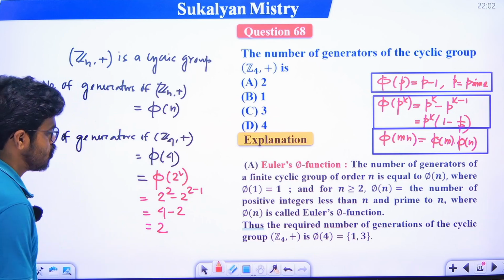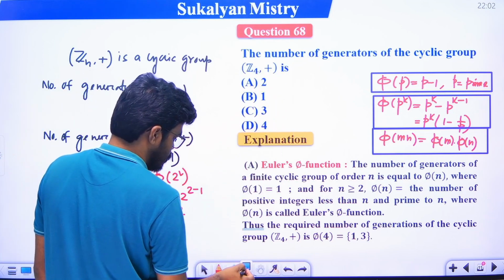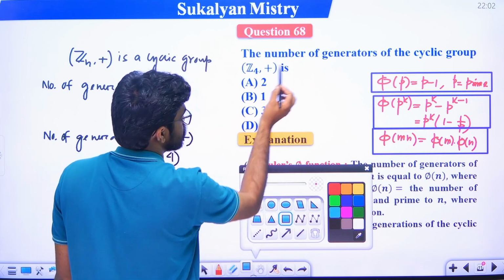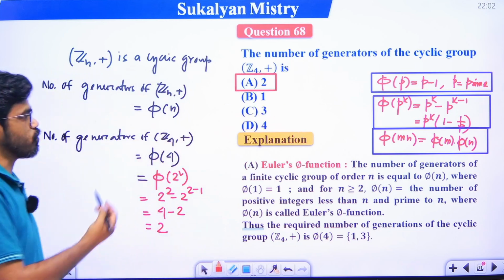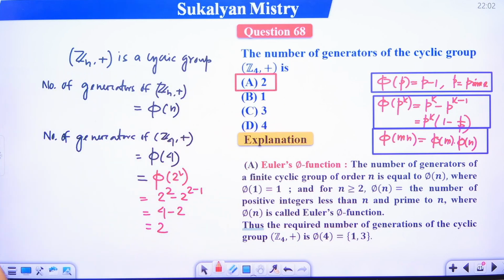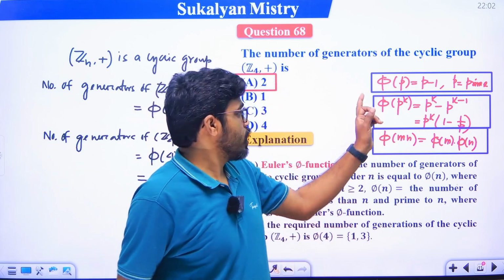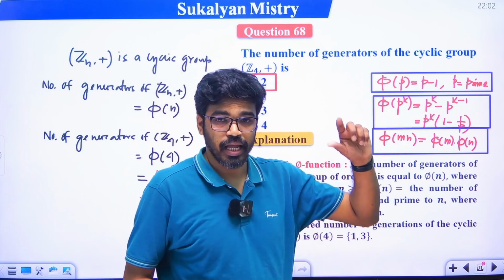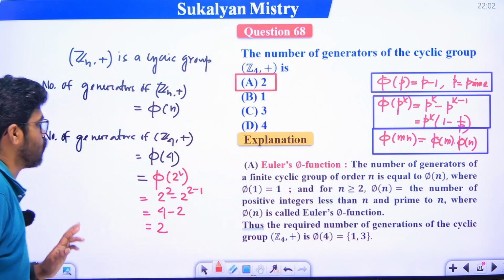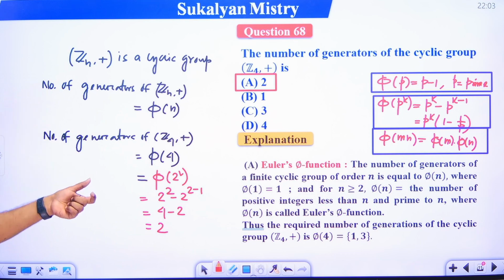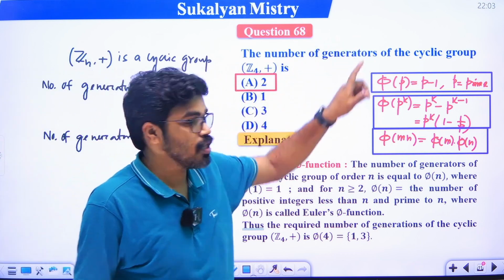Okay, so which option is correct? Option A is the correct answer. The number of generators of the cyclic group Z4 comma plus is 2. So what is Euler's phi function? Euler's phi function is defined as phi 1 is 1, and phi n is the number of positive integers less than n and prime to n. This is the process to find the number of generators of the cyclic group Zn. It is a very, very important example.